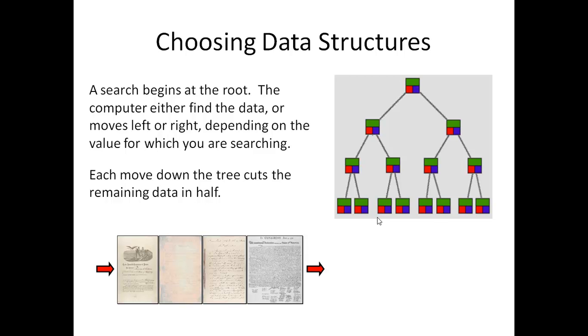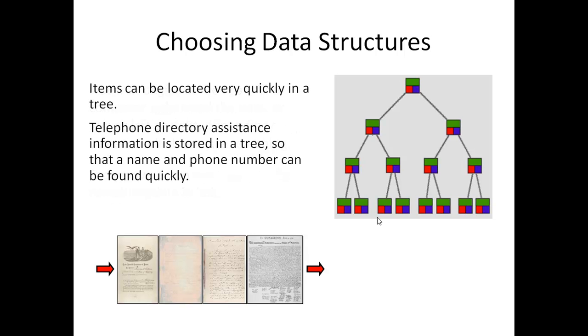Now each move down the tree cuts the remaining data in half. Items can be located very quickly in a tree, just as a telephone directory assists by giving information stored in a tree so that a name and phone number can be found quickly.